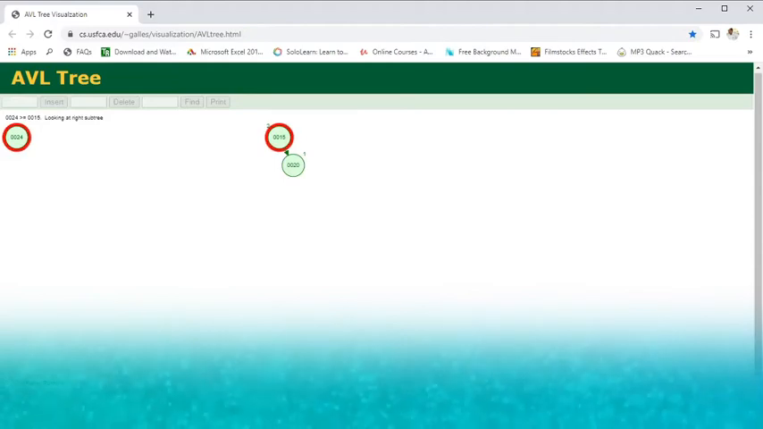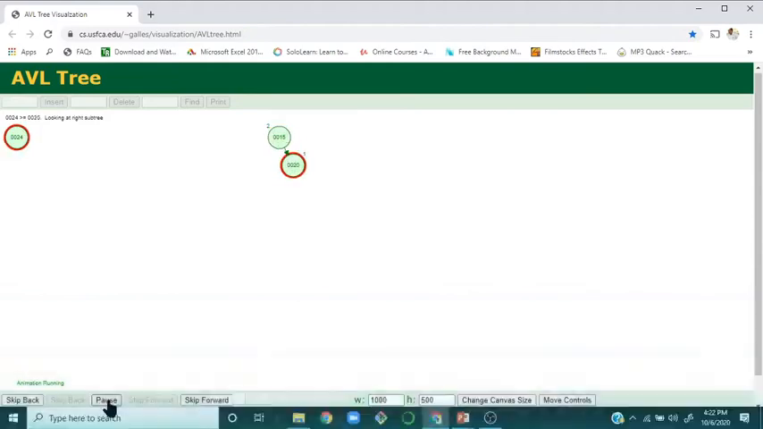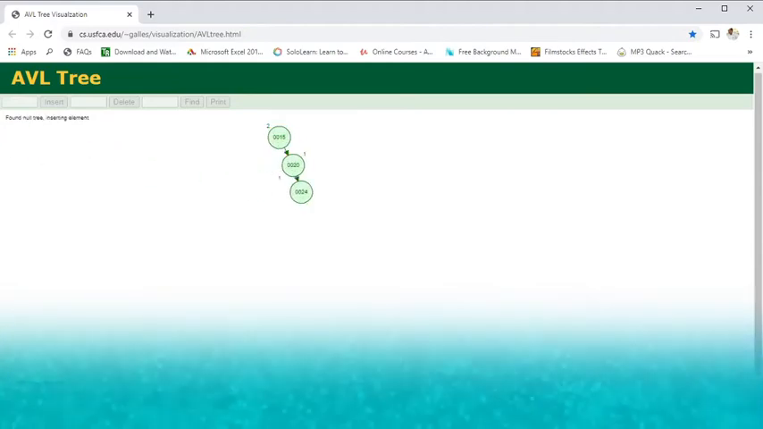Now it compares with 15, greater, compares with 20, again greater. So it will be placed at the right side of 20. Now it looks for the balancing factor.